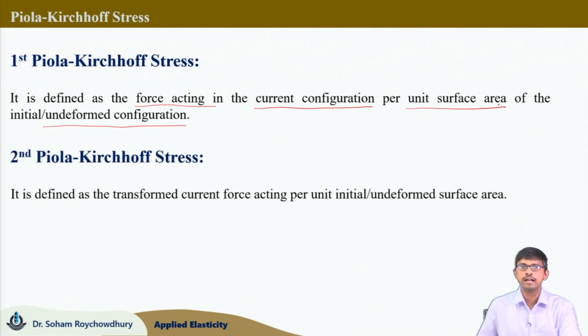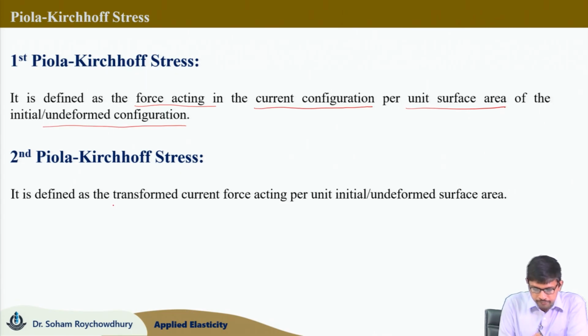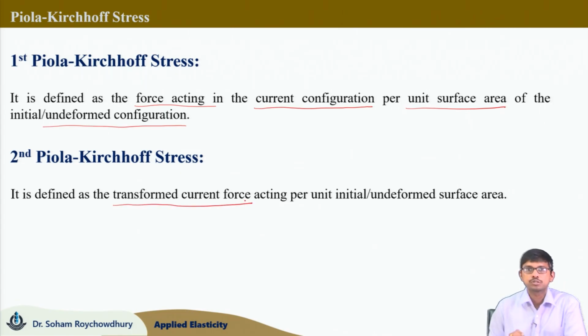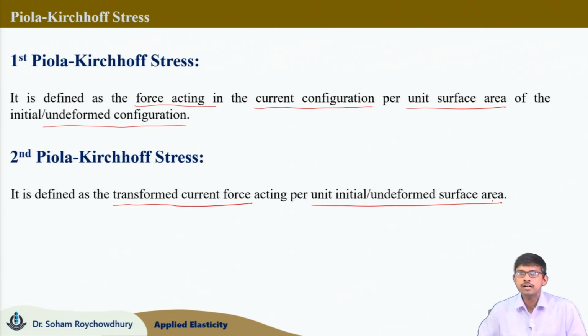Whereas, for the second Piola-Kirchhoff stress tensor, the definition is the transformed current force acting per unit undeformed or initial surface area. So, here instead of the current force we are taking the transformed current force. Some kind of transformation is required by which we take the current force back, or map it, to the initial configuration. So, we are doing some force transformation here, and that is divided by the unit undeformed surface area. This defines the second Piola-Kirchhoff stress. We will look into the mathematical description for both of these two stresses.